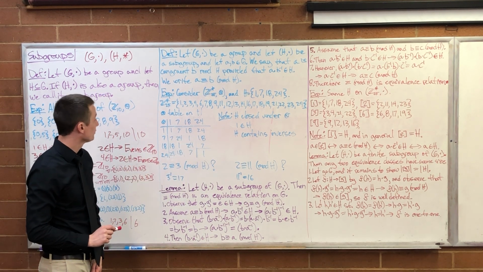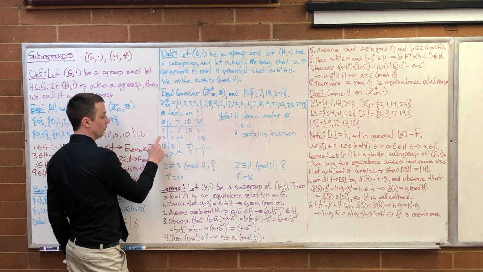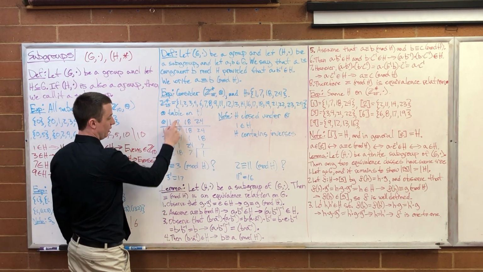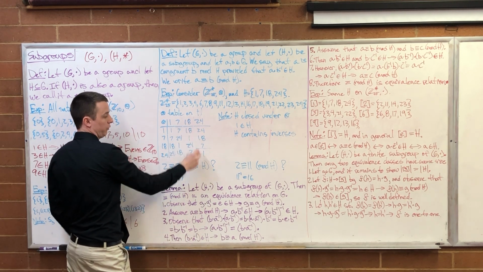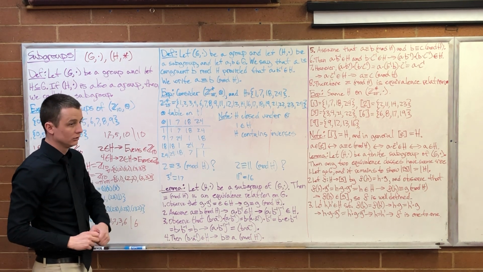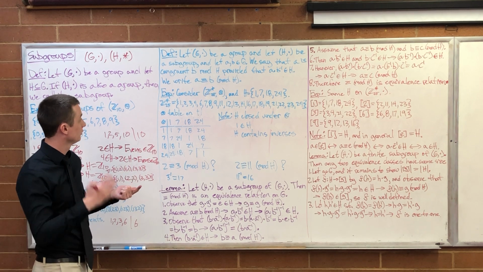Second, notice that the inverses are in there. What's 1's inverse? 1. What's 7's inverse? 18. What's 18's inverse? 7. What's 24's inverse? 24. So it contains all the inverses. So it's closed and contains all the inverses.